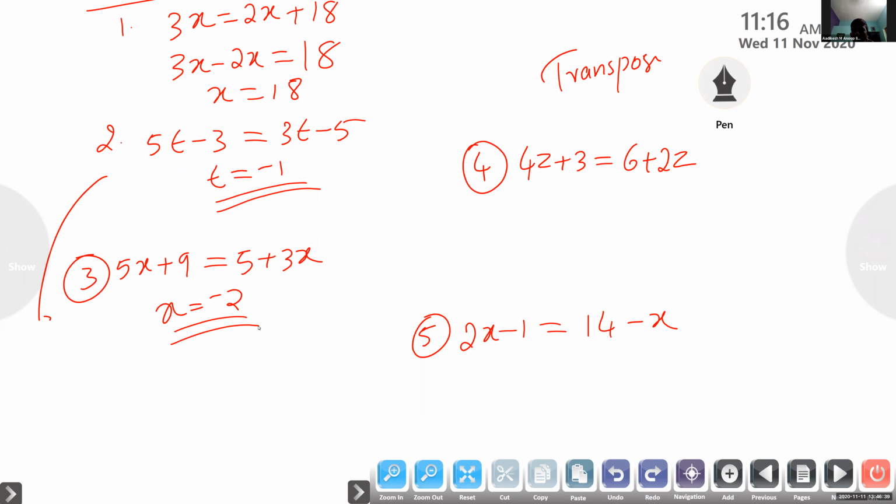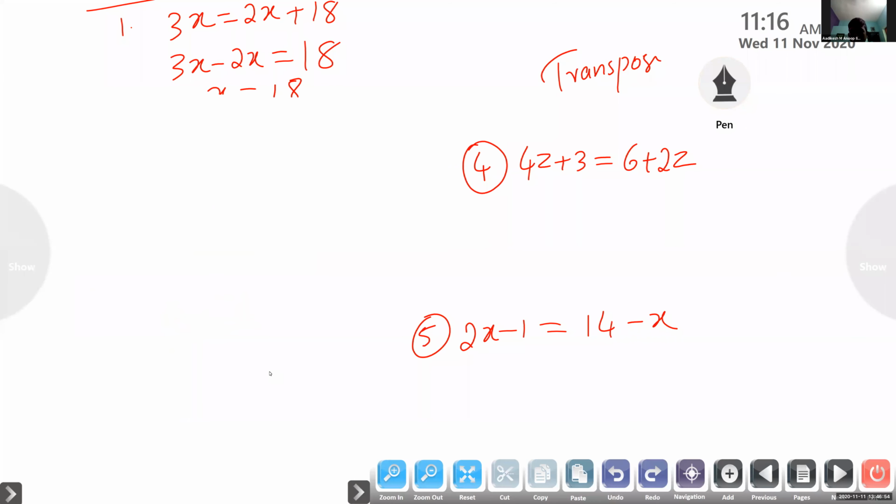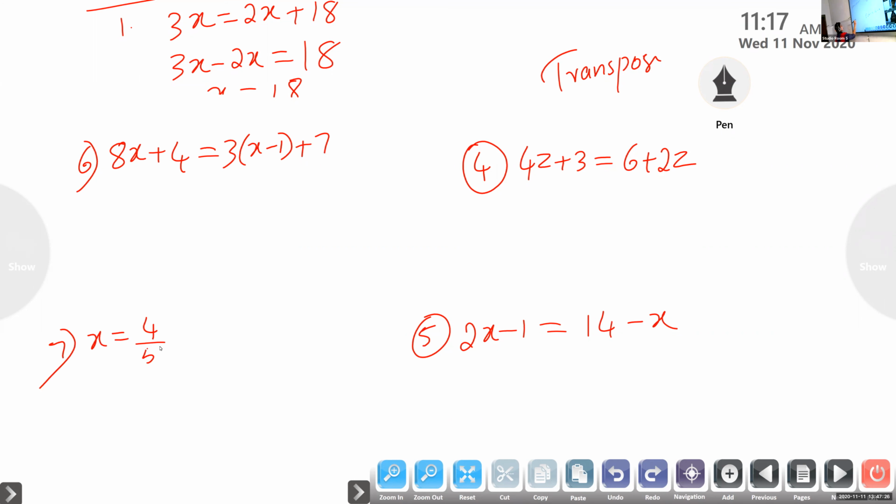The fourth question is 4z plus 3 equal to 6 plus 2z. The second and third are over now. The sixth one: 8x plus 4 is equal to 3 into x minus 1 plus 7. Then the seventh: x equal to 4 by 5 into x plus 10.